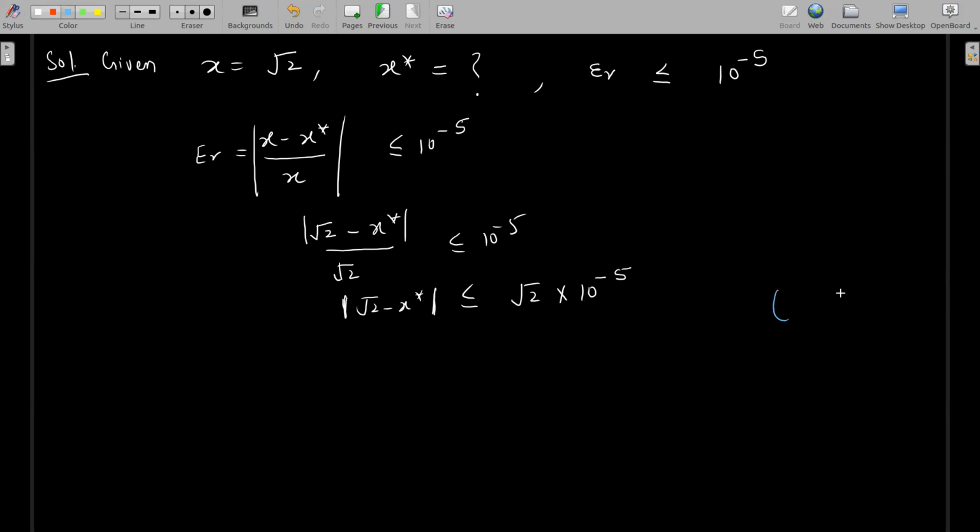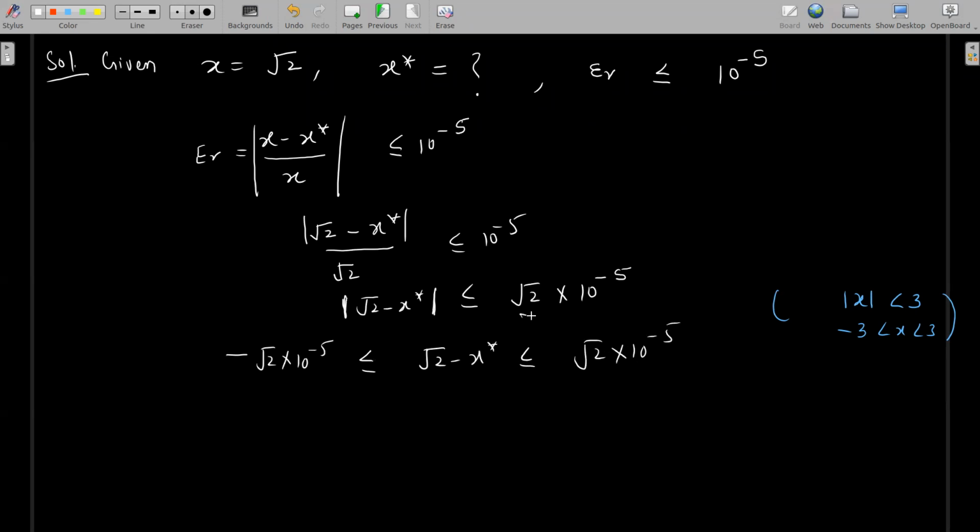लेट्स से अगर आपके पास ये हो mod x less than 3, तो x की वैल्यू क्या होगी, -3 to +3। तो यहाँ पे लगा दो, तो क्या होगा, -2 से लेके 2 times 10⁻⁵ से लेके प्लस तक, ठीक है, ये इसका प्लस माइनस से लेके प्लस तक, मॉडुलस remove करोगे जब। सो अब आपने x star compute करना है ना, तो पहले root 2 को गायब कर दो, इसको root 2 minus कर दो सारे तीनों में. So subtract root 2.